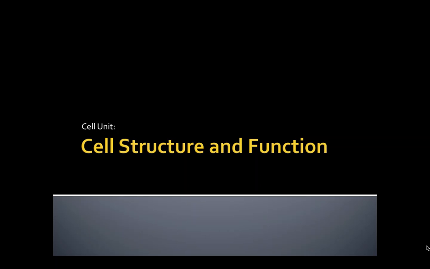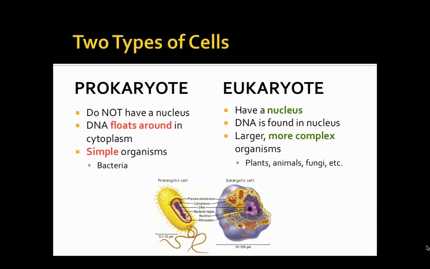Welcome to the cell's structure and function. As you know, there are two types of cells, prokaryotes and eukaryotes. Prokaryotes don't have a nucleus, so the DNA is free in the cytoplasm. These are small, simple organisms. Bacteria are examples. Eukaryotes, on the other hand, have a nucleus that protects the DNA. They're larger and more complex. Examples of eukaryotes are plants, animals, fungi, and protista.